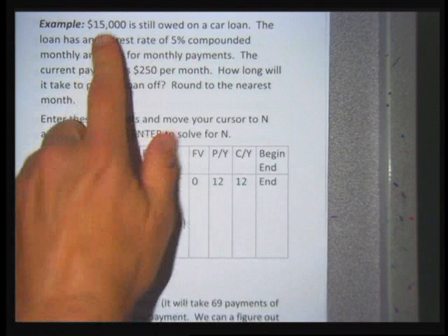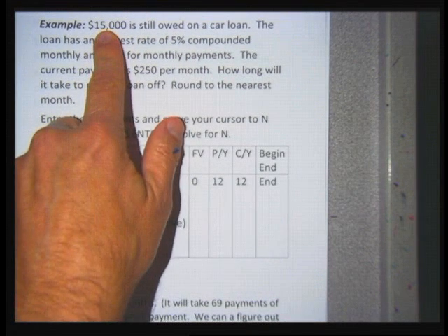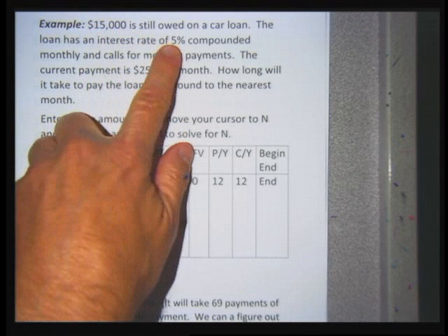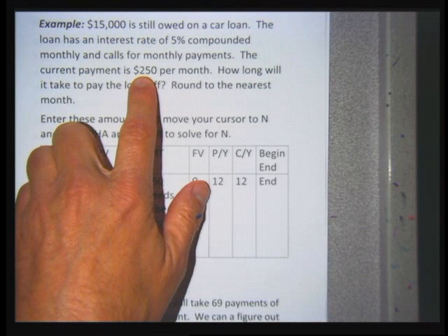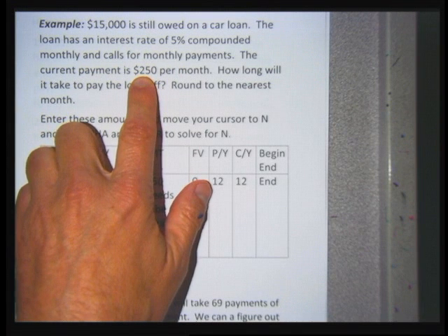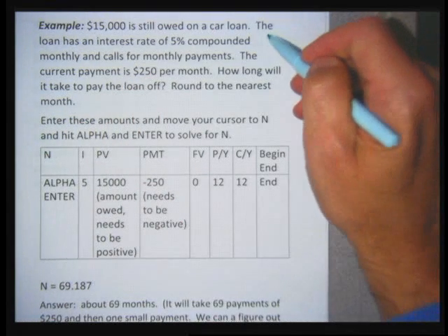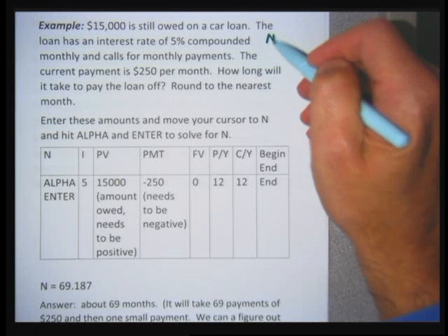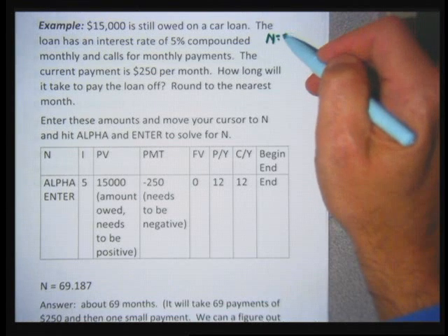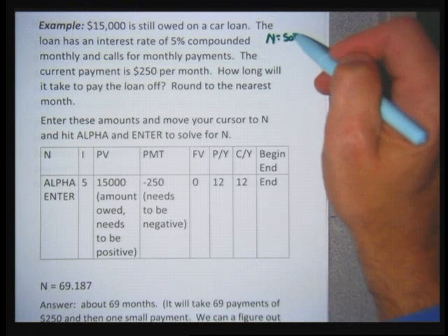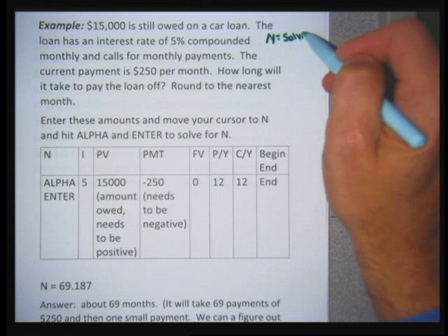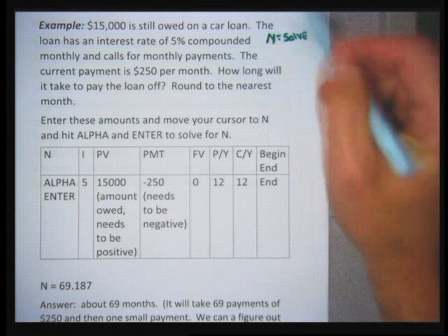So in this example, I owe $15,000 on a car loan. The interest rate is 5%, and I'm going to start paying $250 per month. How long is it going to take me to pay it off at that rate? So what I'm going to do is gear up. The N is actually what I'm going to solve for here. The N is the number of payments. This is kind of the first problem that was on my calculator when I started introducing this section.